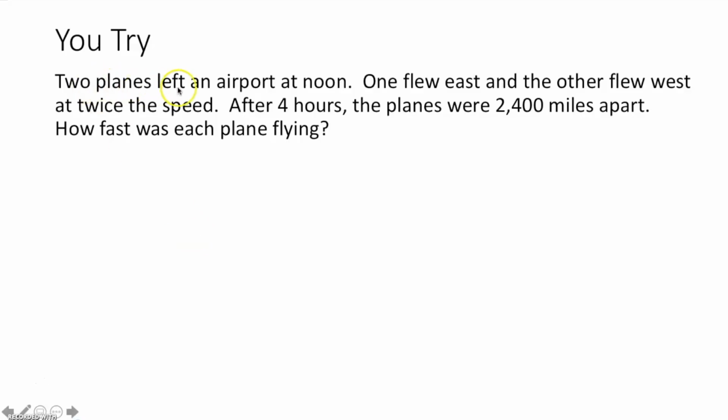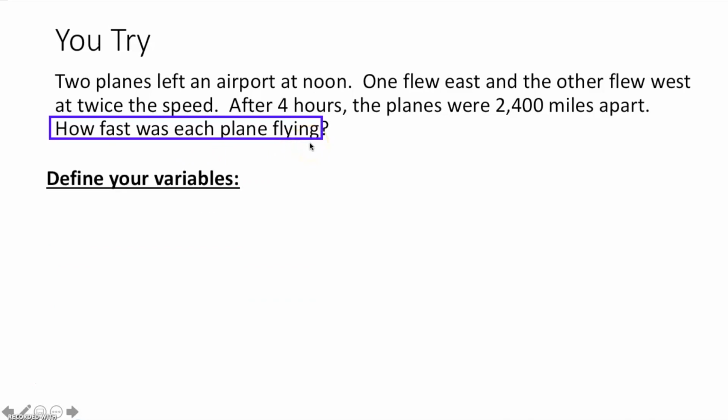Okay, so this one says 2 planes left an airport at noon. One flew east and the other flew west at twice the speed. After 4 hours, the planes were 2,400 miles apart. How fast was each plane flying? So again, step 1, not scared. Step 2, what is it asking? It's asking how fast was each plane flying.